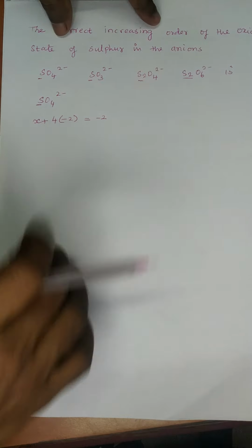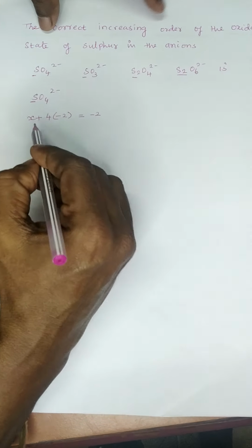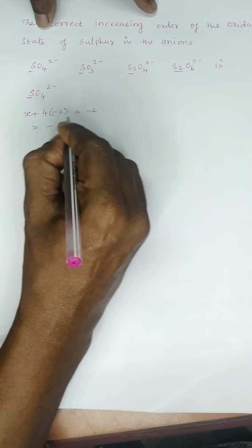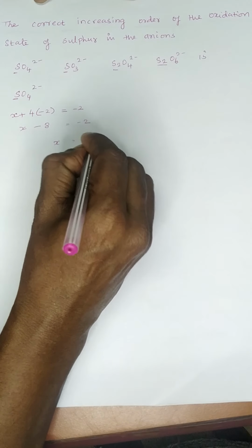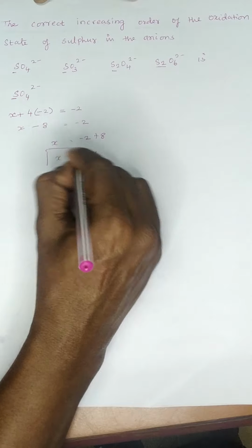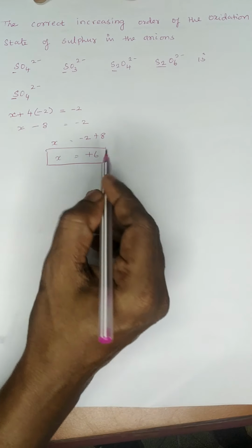But here we take anions. The net charge of this anion, the sulfate anion, is minus 2. So we have to equate this to minus 2. X minus 8 is equal to minus 2. X equal to minus 2 plus 8. X equal to plus 6. That is, the oxidation state of sulfur in SO4 2 minus is plus 6.